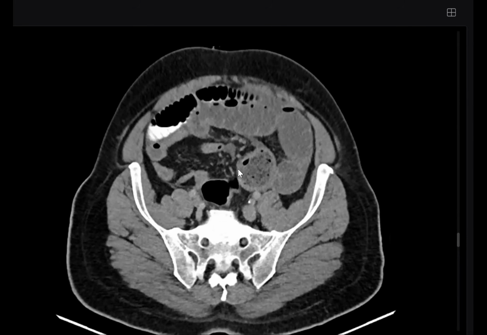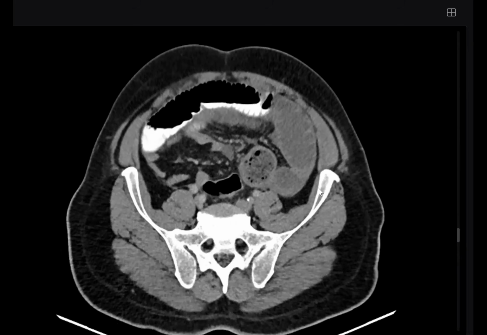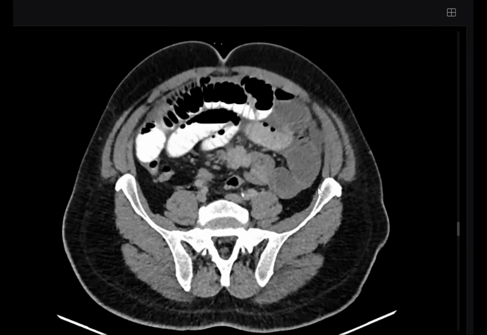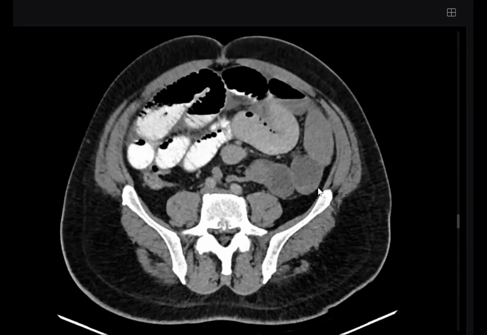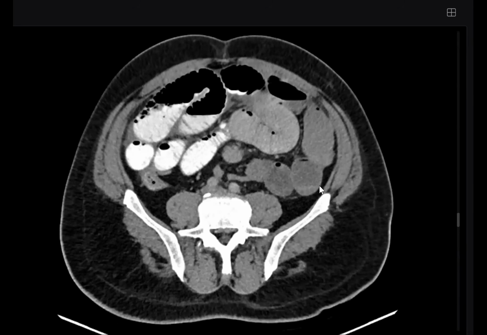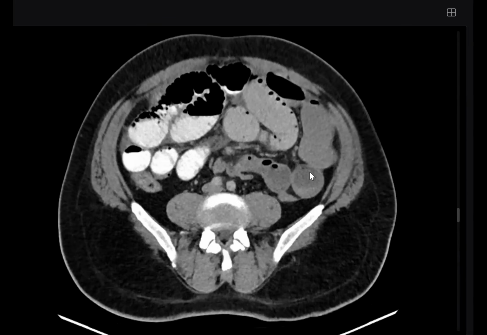Sir, there is this transition point seems to be over here. So yes, close to this area. Okay, go up. And there is some fluid with it as well. So there is this area. Yes. What is this? So there are some calcific areas within it.